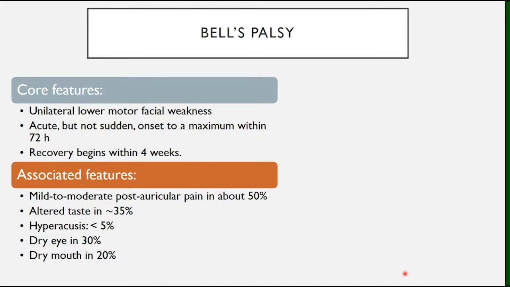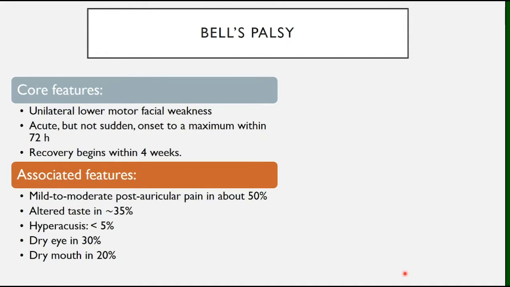So with Bell's palsy, the core features, because it's one of the most common causes, is unilateral lower motor neuron facial weakness. So if you get bilateral, it's highly unlikely to be Bell's palsy. Okay, it's acute but not sudden, so it's not going to come suddenly. If it's sudden, then you think of other things like a stroke in the pons, which will also cause lower motor neuron weakness, and then the recovery usually begins within 14 weeks.